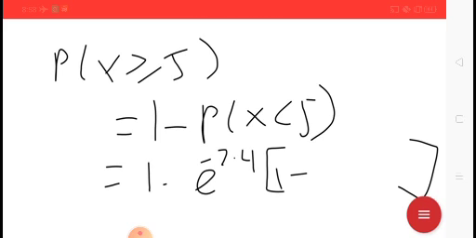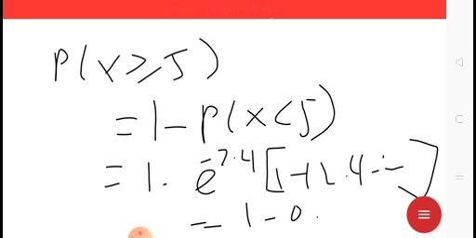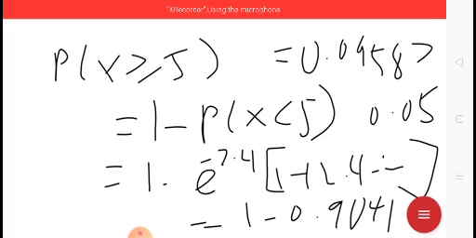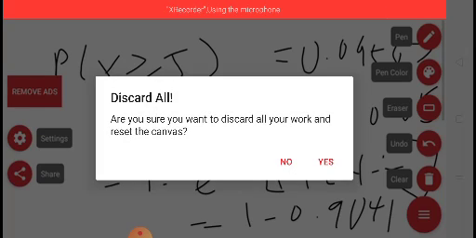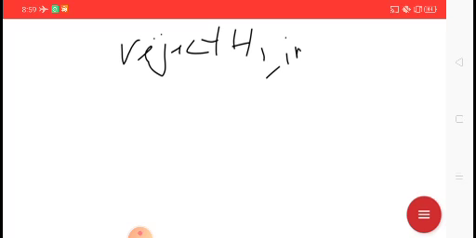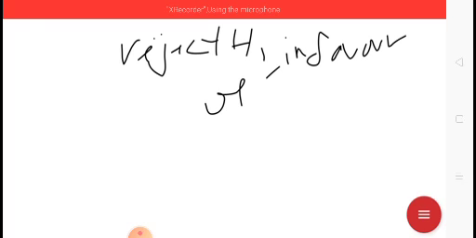You have to write these things, and you simplify, you should get 0.9041, and you will get 0.0958 for this point. So this is larger than 0.05, which means this is not in the critical region anymore. So if not in the critical region, we do not reject H0, in favor of H0.